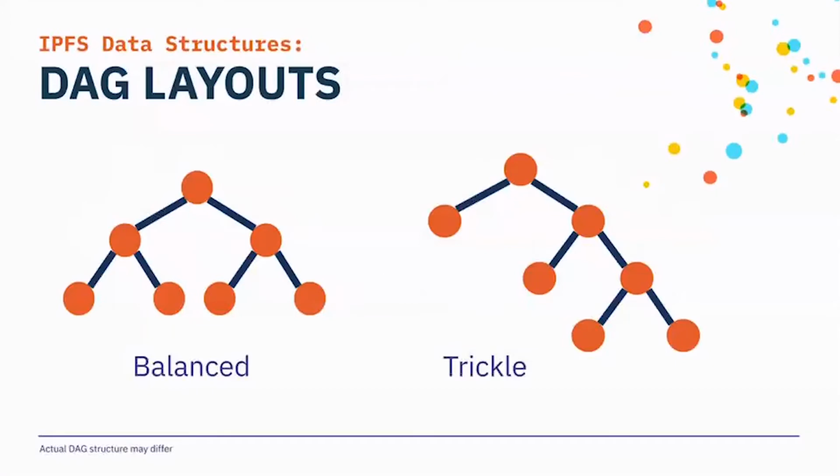In IPFS, we have two main DAG layouts that we use just for files. One is called a balanced DAG and one is called a trickle DAG. When you import a file into IPFS and you get back this identifier, that identifier isn't a hash of just the file data. It's actually the file data broken up into parts and then assembled into one of these structures. You can look at it like this, where you have the actual data as streams of different binary values, and then they're all linked together with this structure.